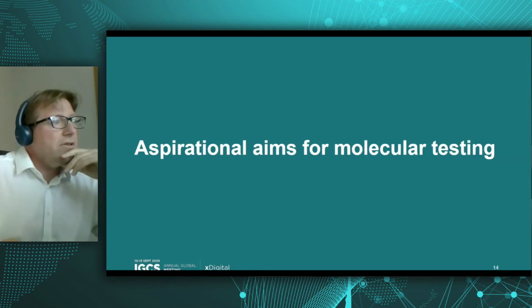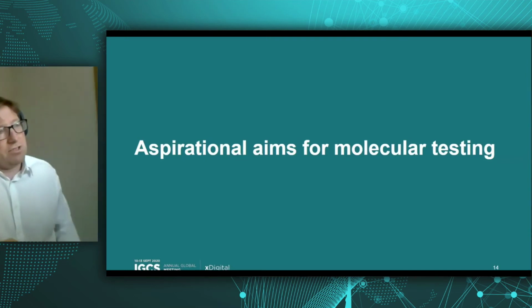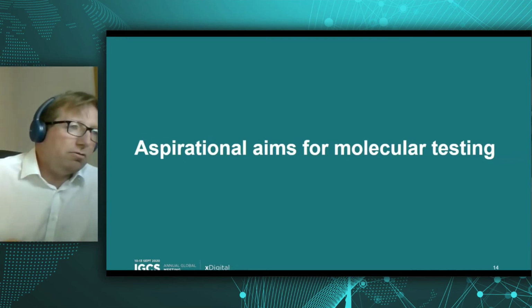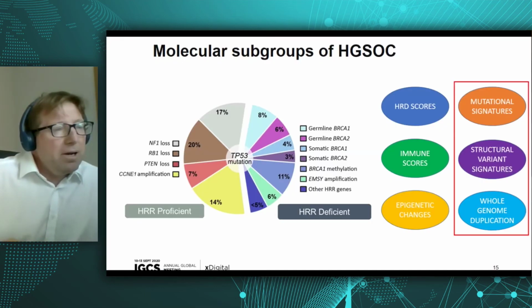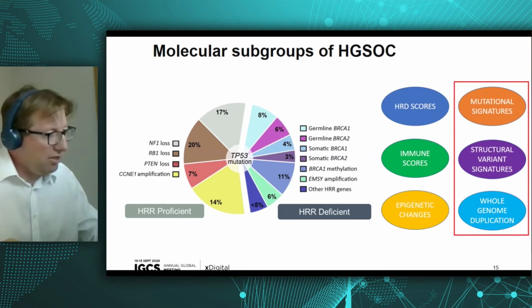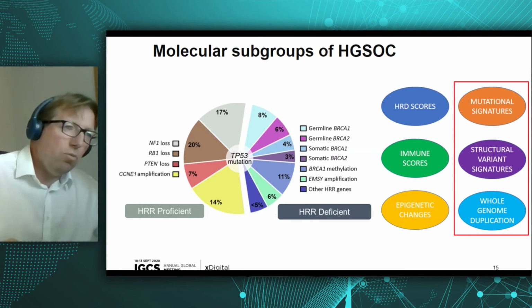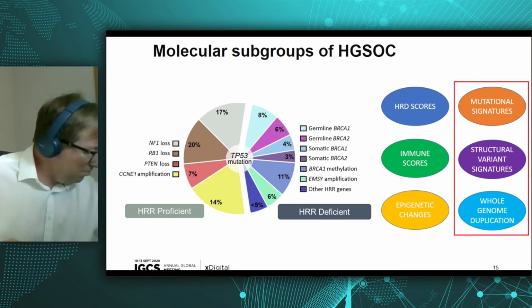So what about the aspirational aims for molecular testing going forward? I showed you this figure earlier, but I think there's a lot of mileage in looking more at mutational signatures, structural variants, and whole genome duplication in high-grade serous ovarian cancer, and working out what these things actually mean.